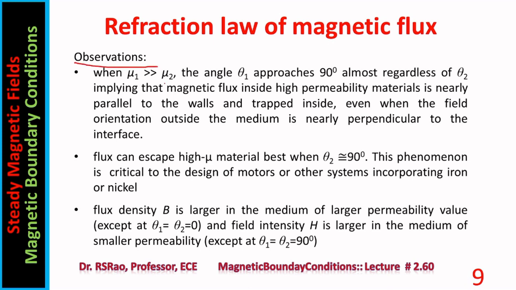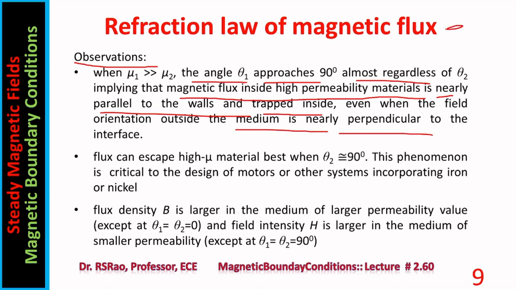Certain observations can be made. These observations have certain practical importance, so they are being mentioned here. When mu1 is large compared to mu2, the angle θ1 approaches 90, almost regardless of θ2, implying that magnetic flux inside high permeability materials is nearly parallel to the walls and trapped inside, even when the field orientation outside of the medium is nearly perpendicular. Suppose here is a highly magnetic material. Flux outside may be like this, but inside it is parallel to the surface. Flux can escape a high mu material best when θ2 is 90 degrees. This phenomenon is critical to the design of motors and other systems incorporating iron or nickel.